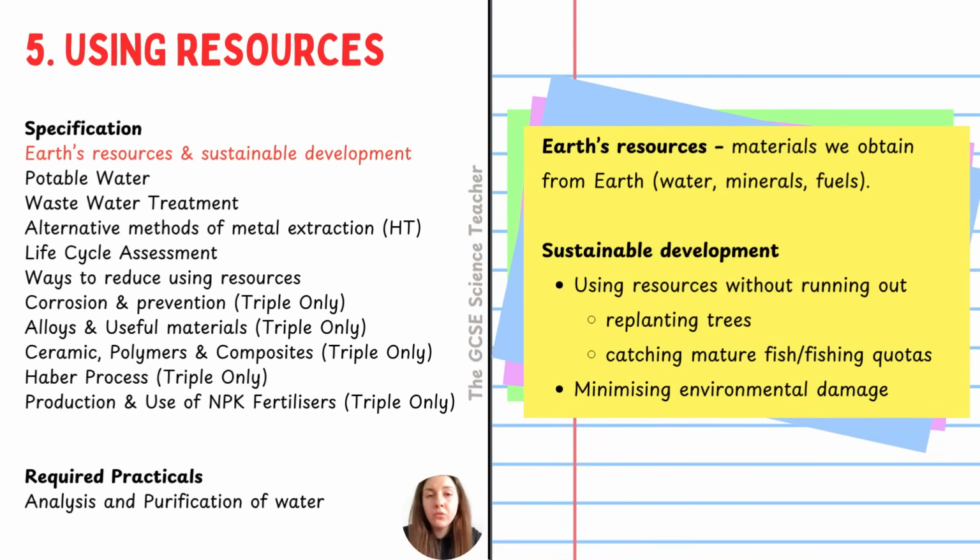The Earth contains fuels or crude oil that we extract. We also get minerals or metals from the earth and water. Sustainable development is this idea of using resources without them running out. So replanting trees, catching only mature fish first, or having fishing quotas, and minimizing overall environmental damage.